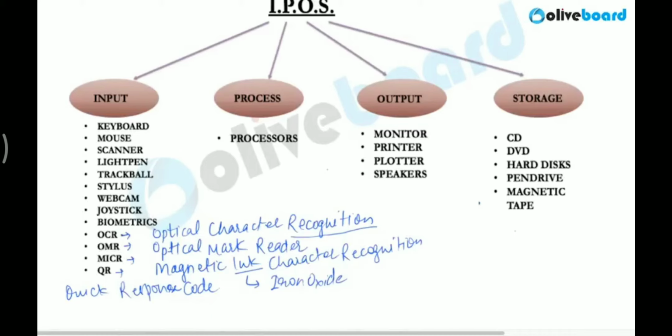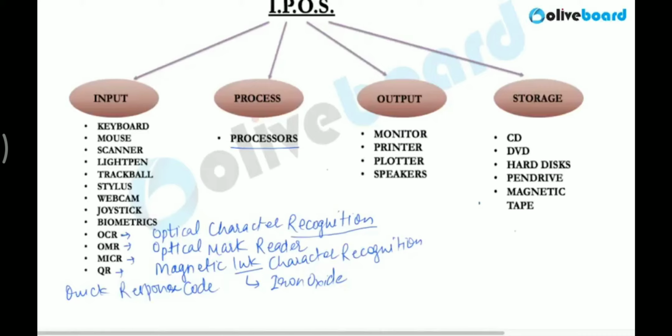Okay, let's move to the process part. In the process part, we have multiple different types of processors. There are various types of processors. Some processors are for general computation purposes. Some are for specific graphics processing. And then we also have processors that work extensively on sound processing.